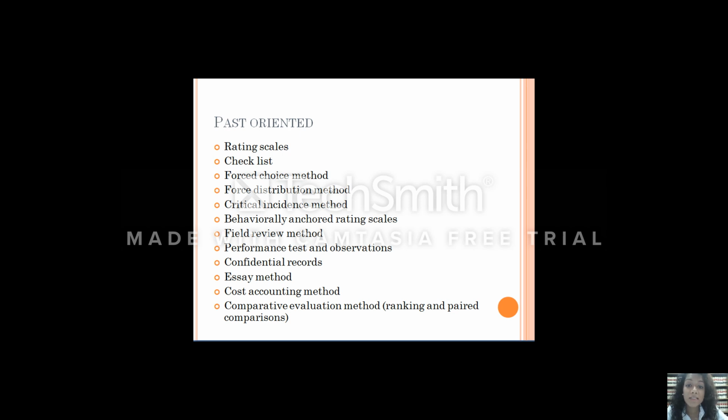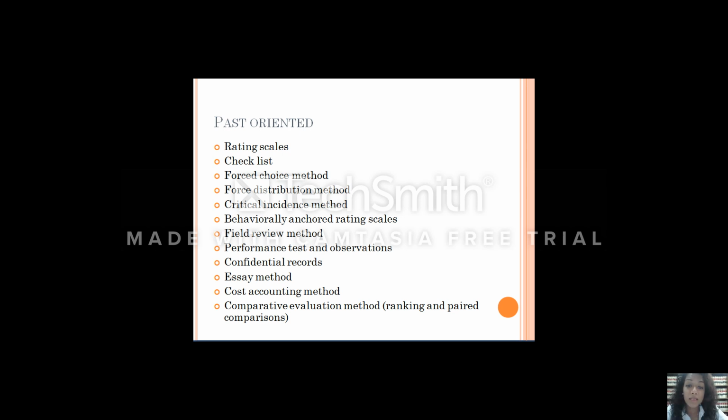Here, the employees are clustered around a high point on a rating scale. The rater is compelled to distribute the employees on all the points on the scale. The next method is the critical incident method. In this method, it focuses on certain critical behaviors of the employee that make all the difference in the performance. Supervisors record such events as and when they occur.